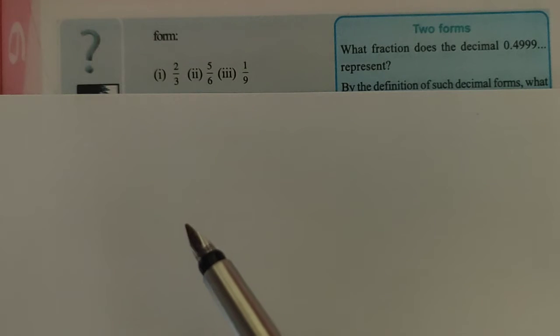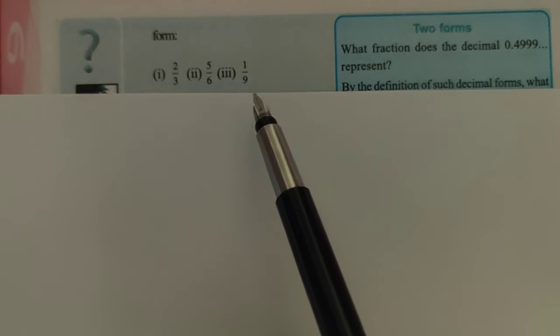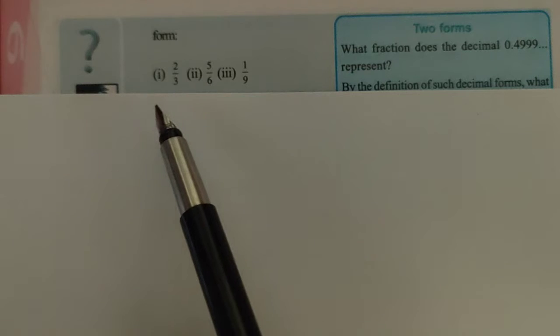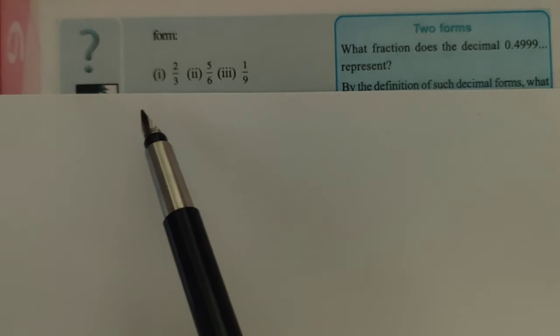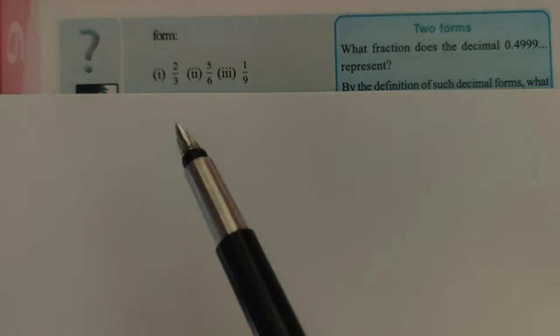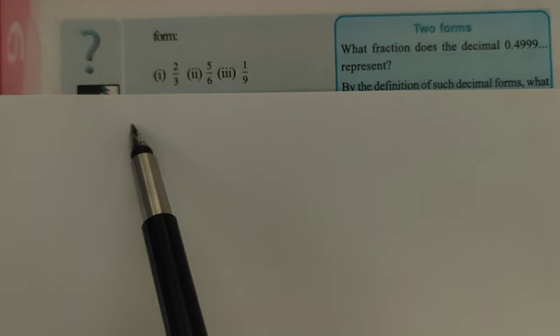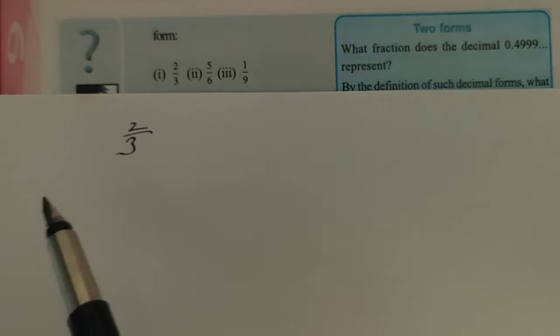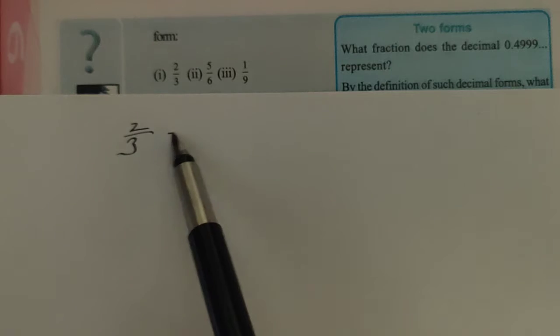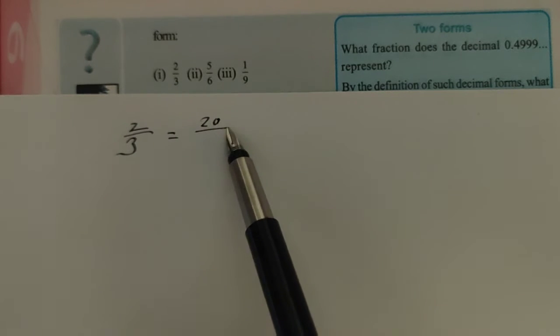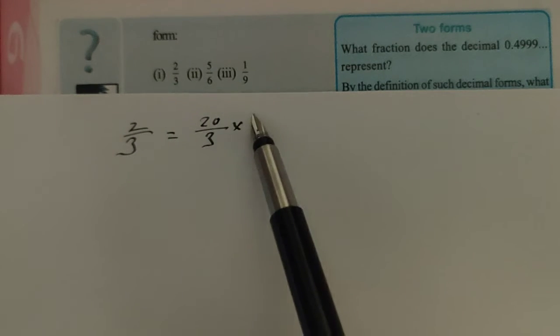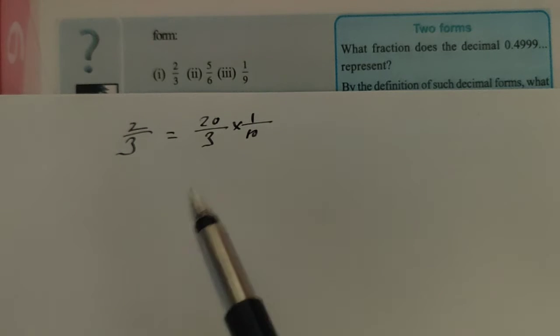In page number 31, we can see three fractions. We want to convert the three fractions into decimal forms with a method which we had already used. It is 2 by 3, the first fraction. And 2 by 3, we want to convert the denominator into 10. That is 20 by 3 into 1 by 10.